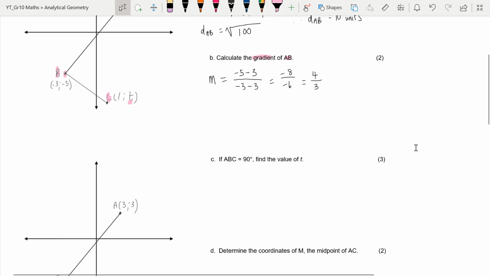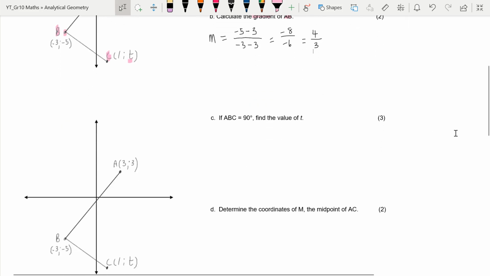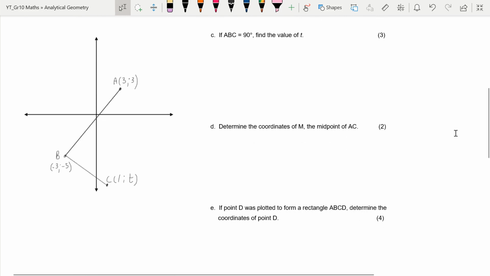If we look at C, I just copied over that diagram again so that we don't have to keep scrolling up and down. So for C, it says that if angle ABC is 90 degrees, find the value of T. So they are telling us, okay, if you've got that angle B is equal to 90 degrees, so I'm just going to put that in there. If that is a 90-degree angle, find T.